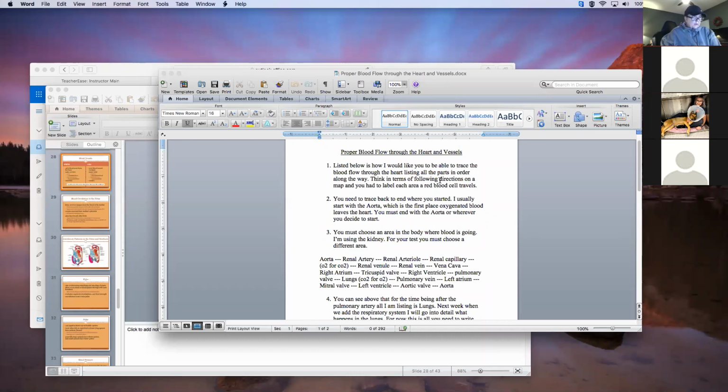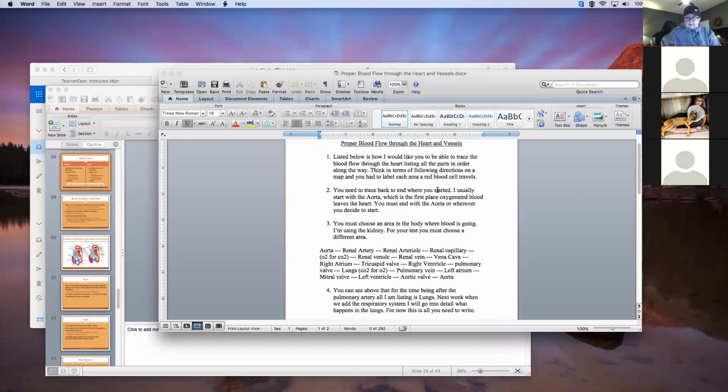But the big thing is it is starting somewhere in the heart for our blood flow. I usually say somewhere start, I always start at the aorta. And when it leaves the aorta, that's oxygenated blood. And it's going to go to a spot in the body. And what I've written in this little handout, I just picked the kidney, but I want you to pick somewhere else.